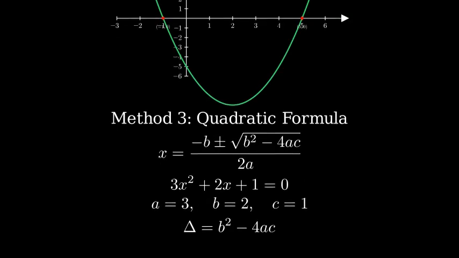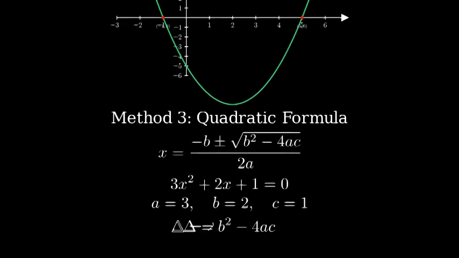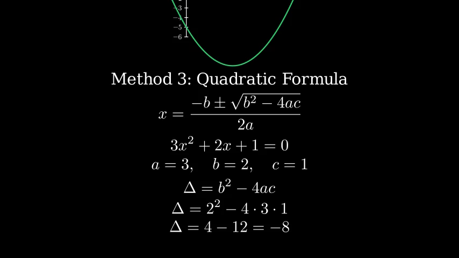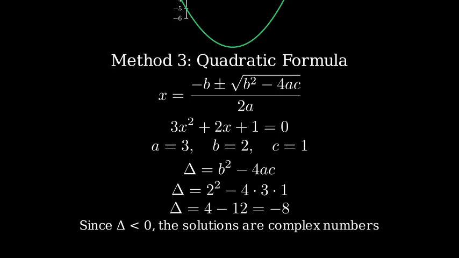Next, we calculate the discriminant. Delta equals b squared minus 4ac. Delta equals 2 squared minus 4 times 3 times 1. This gives us delta equals 4 minus 12 equals negative 8. Since the discriminant is negative, the solutions will be complex numbers.